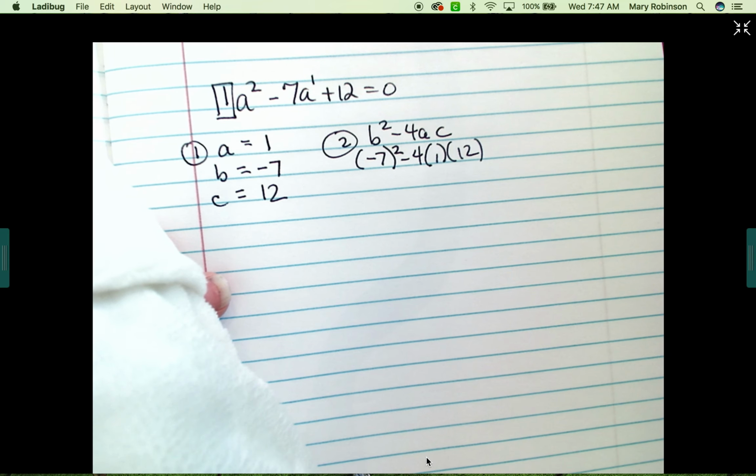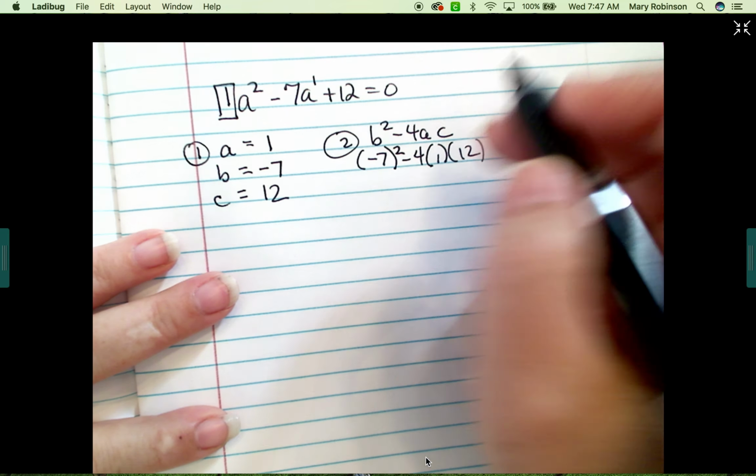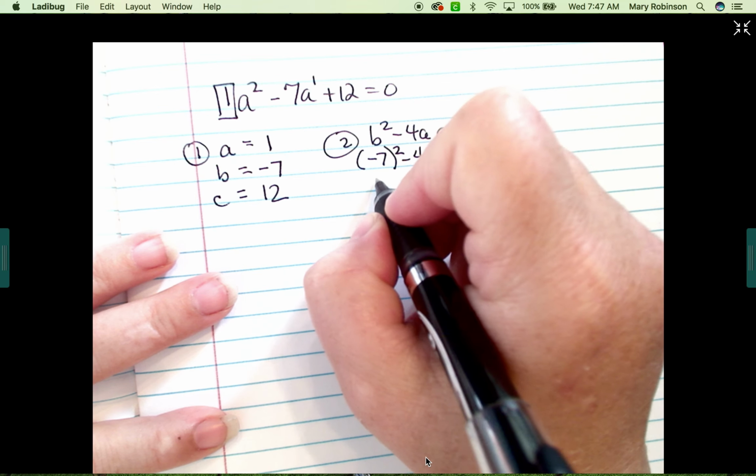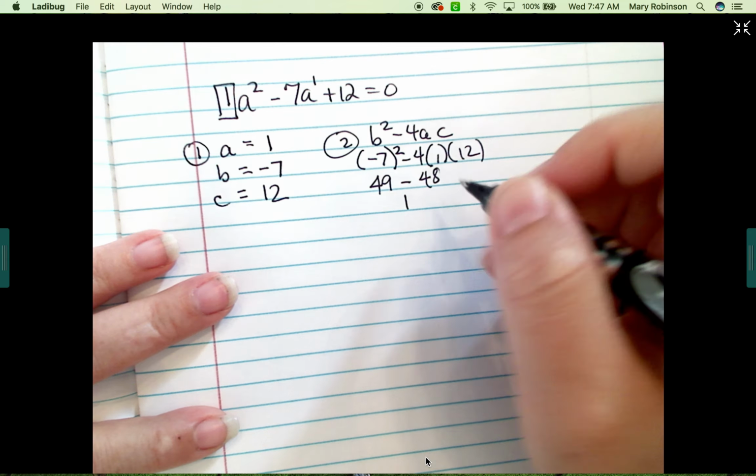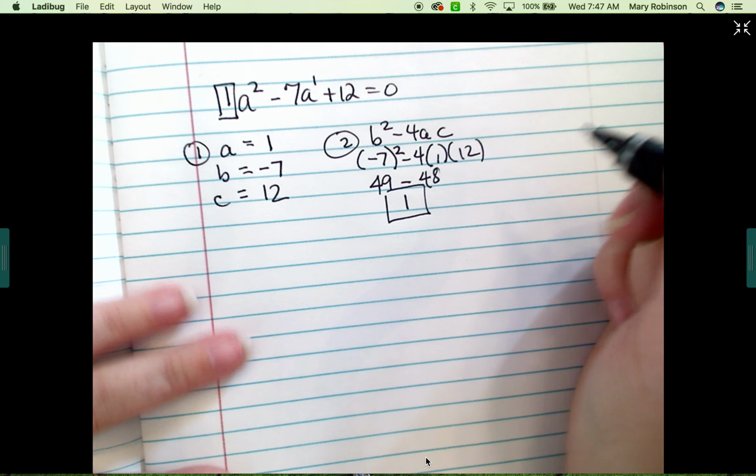This is number... I'm just going to go ahead. So this is 49 minus 48, which equaled 1. So that's my discriminant value.